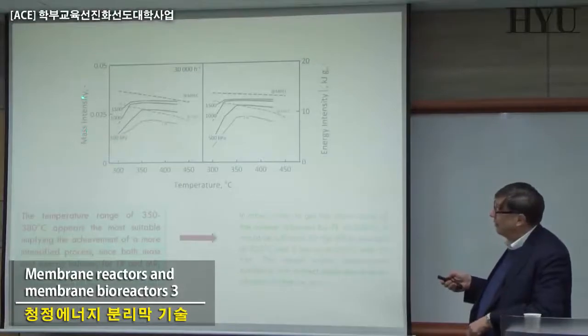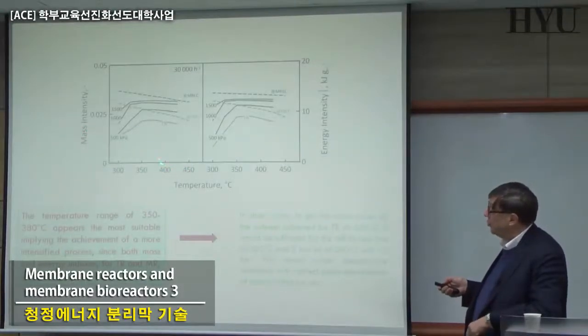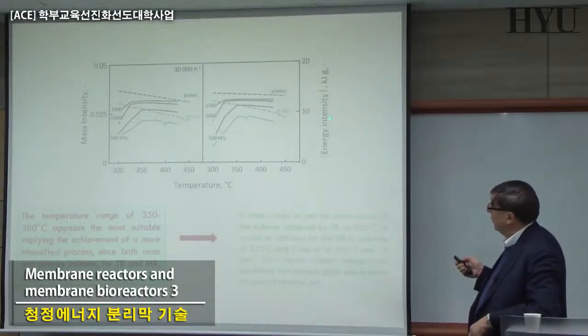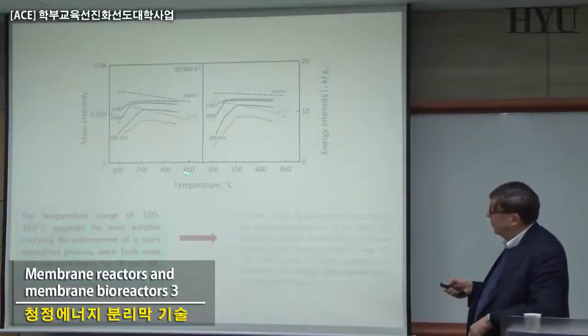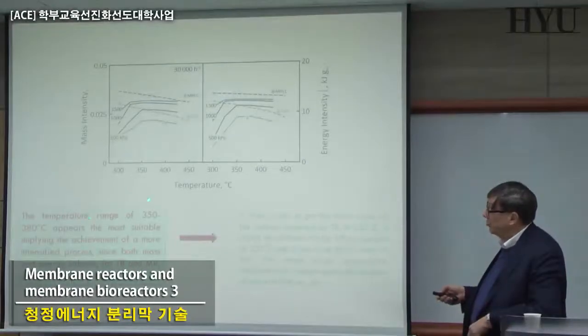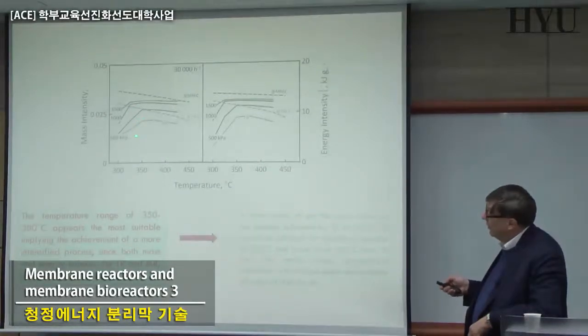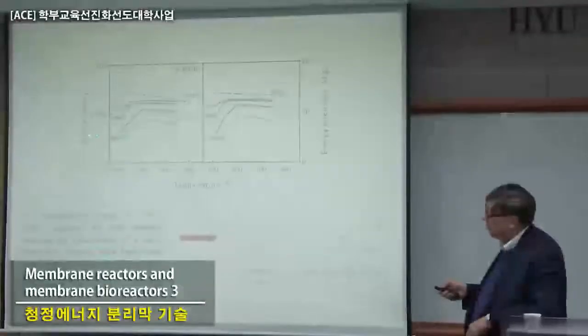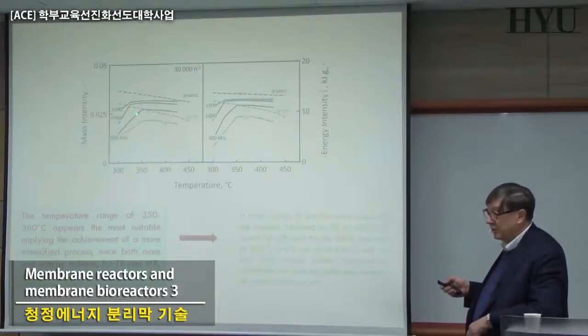That's a typical case in which you can plot your mass intensity as a function of the temperature. So here you have mass intensity, here we have the energy intensity. And what can be interesting, if you look in a certain temperature range, around 350, 380 degrees centigrade, you have the situation for the traditional reactors, and you have the situation for the membrane reactors. As you can see here, if you now change, in measuring your mass intensity, also the pressure in the system, you have, as we saw yesterday, a significant change in the mass intensity.